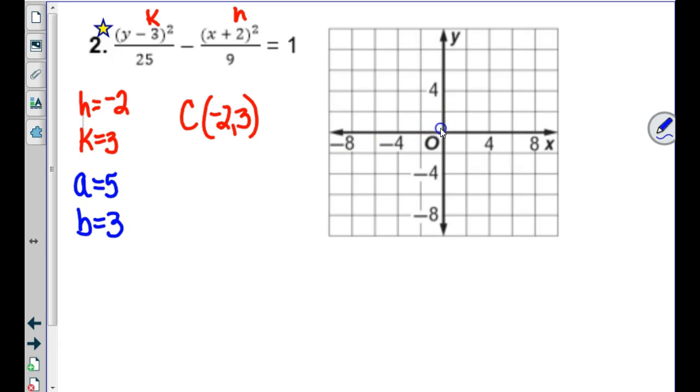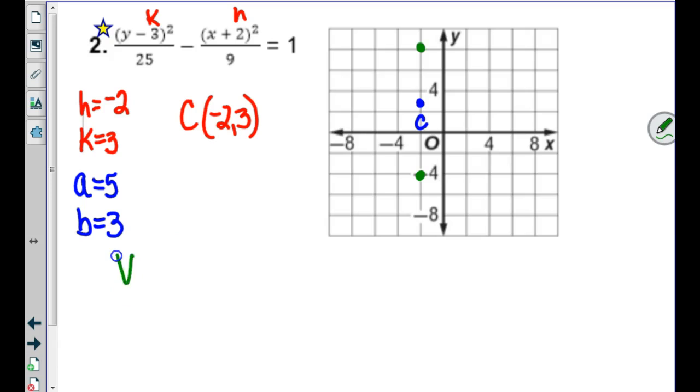All right, so if we go left 2 and up 3 on this counting by 2 graph paper, there's our center. Which way do I go, left and right? No. Okay, the 5 tells us to go up and down, right? That's going to be the vertices. So 2, 4, 5 is right here. 2, 4, 5. I don't know. Let's double check that by using the recipe.